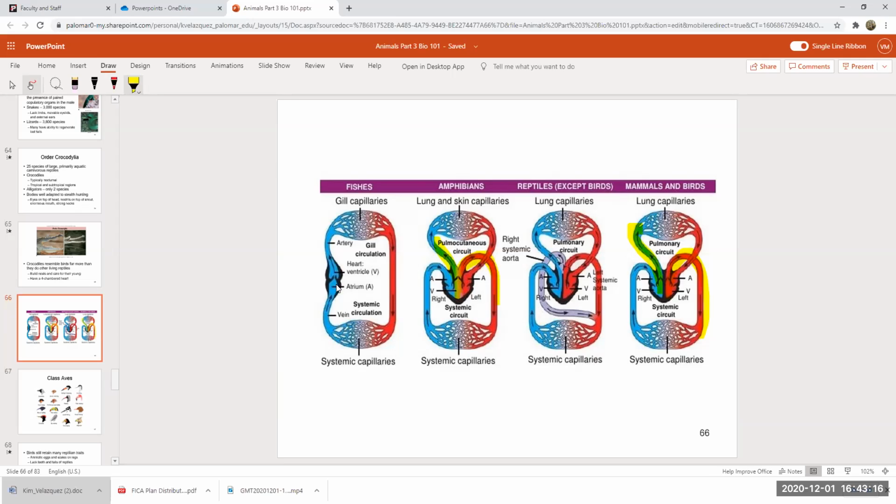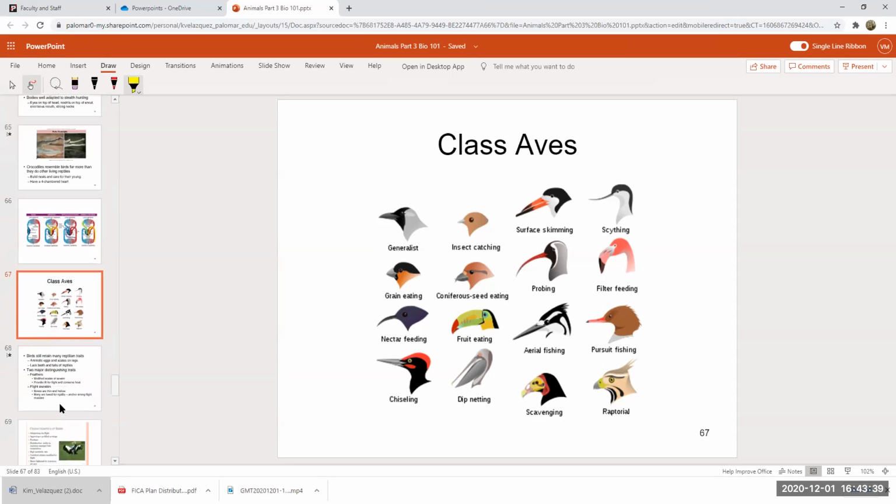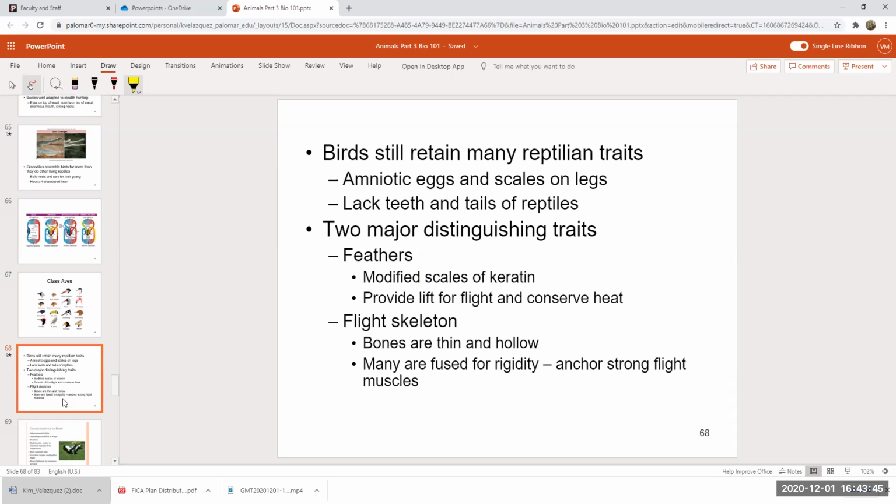And then the same for the fish. The fish are pumping at the same pressure to the gills as they are out to the body. So that was a big advancement in the birds. Birds, obviously very specialized for their food and their lifestyle. They have specialized feet, specialized beaks, specialized shape to their wings. So the big advancement in birds, or the big change, was flight. And birds really have a lot of reptile traits.